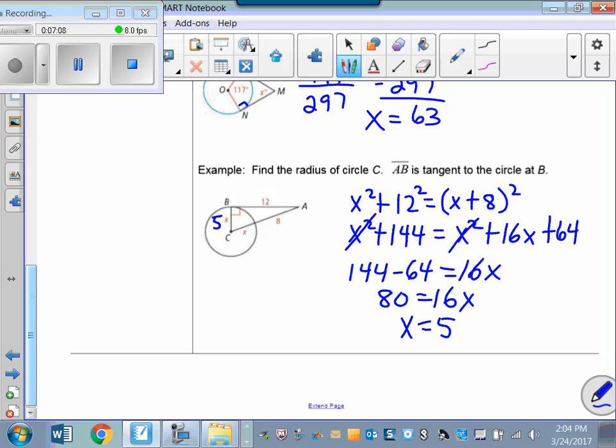Oh, that's a 5, 12, 13 Pythagorean triple. There you go.